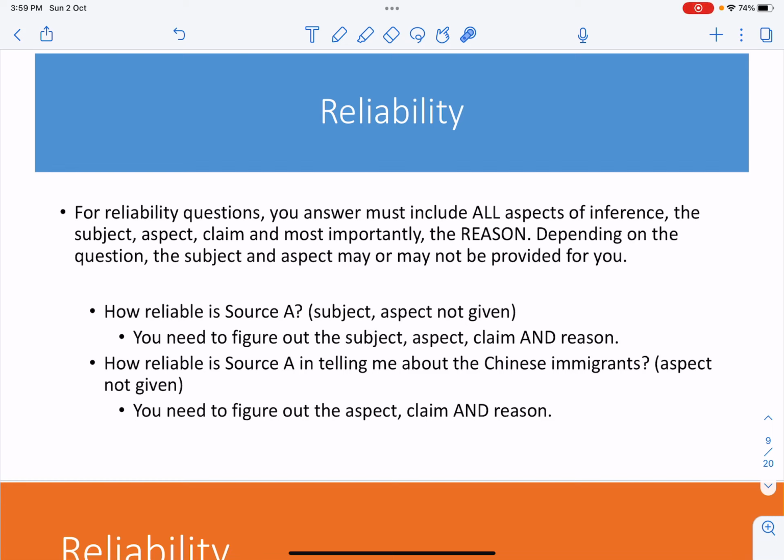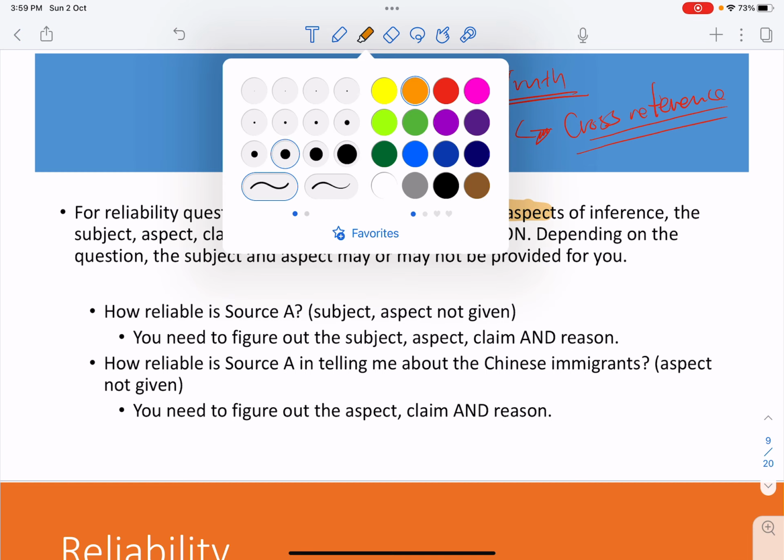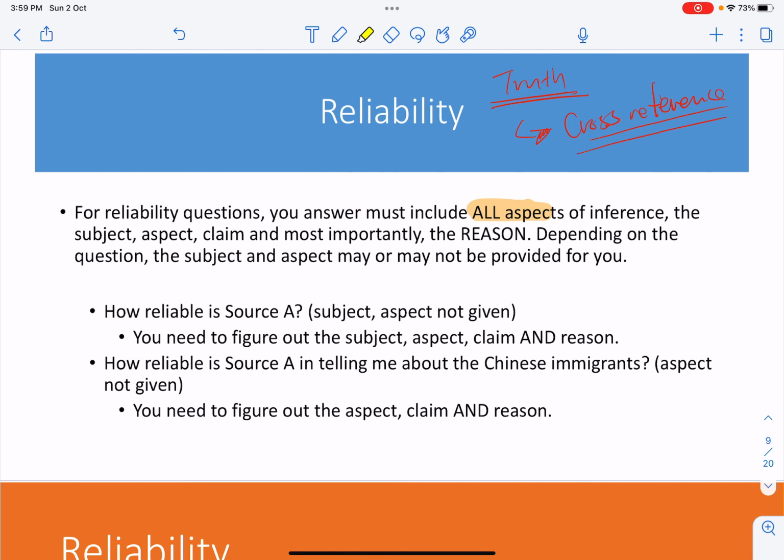Moving on. Now we're talking about reliability. Reliability is of course checking for truth, right? As you understand, it's checking for truth. When you check for truth, one way you can do it is to cross-refer, to check whether the inference matches with another inference found in another source. Therefore, all aspects of your inference must be listed down and must match with one another.